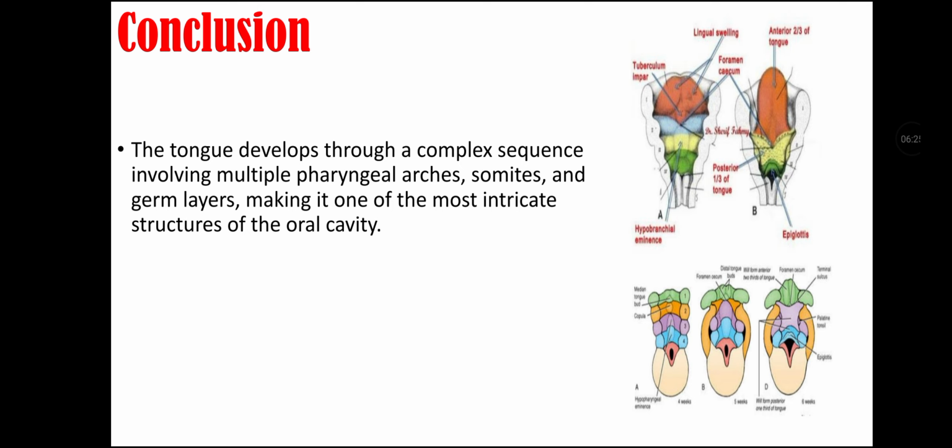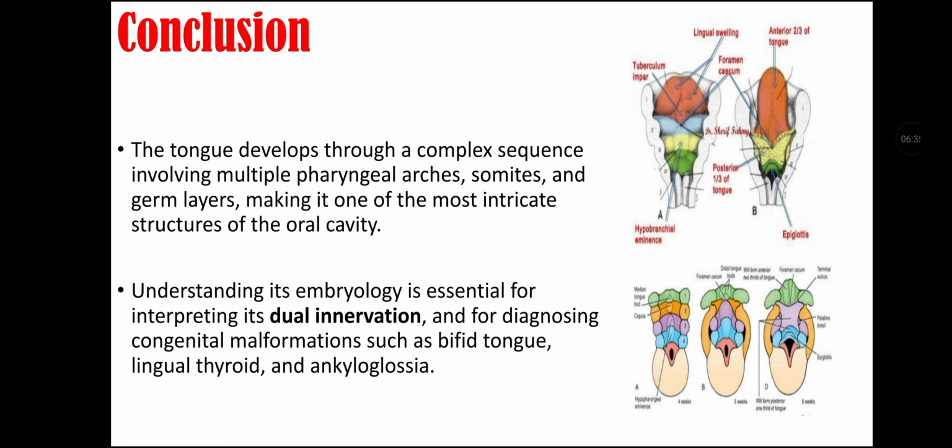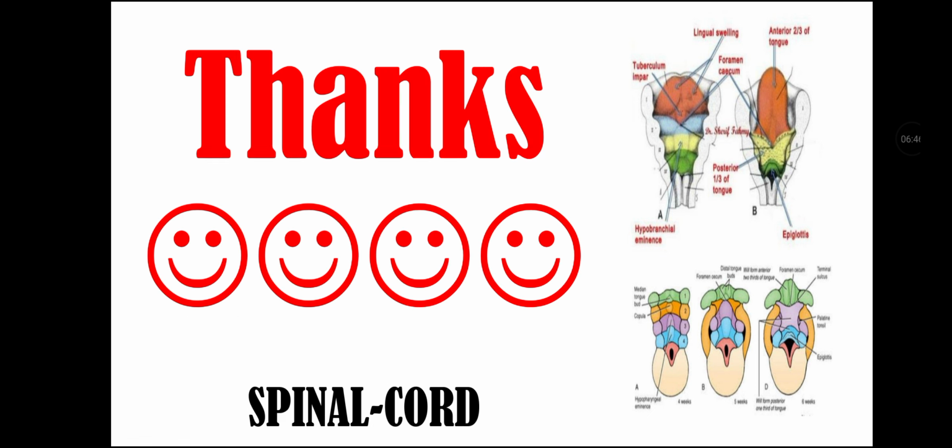Conclusion of this lecture video. Tongue develops through a complex sequence involving multiple pharyngeal arches, somites, and germ layers, making it one of the more intricate structures of the oral cavity. Understanding this embryology is essential for interpreting its dual innervation and for diagnosing congenital malformations such as bifid tongue, lingual thyroid, and ankyloglossia. And this was all about tongue development.